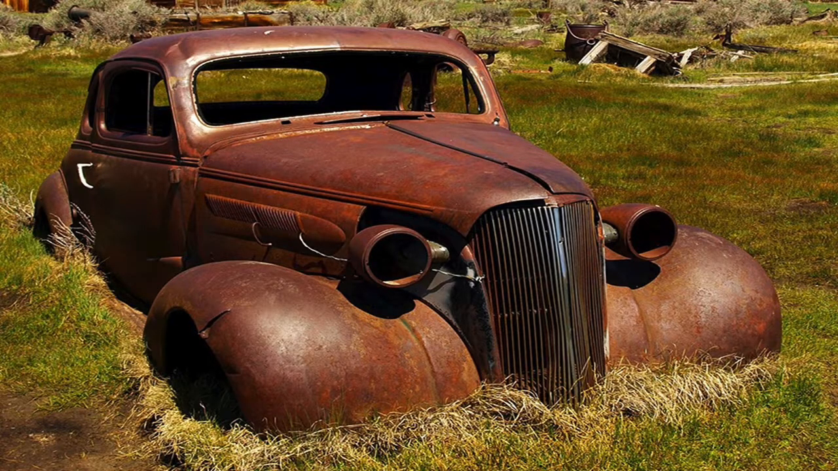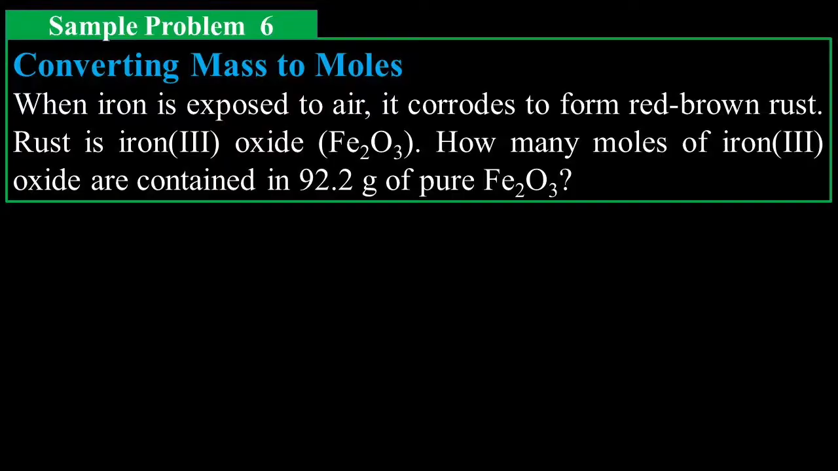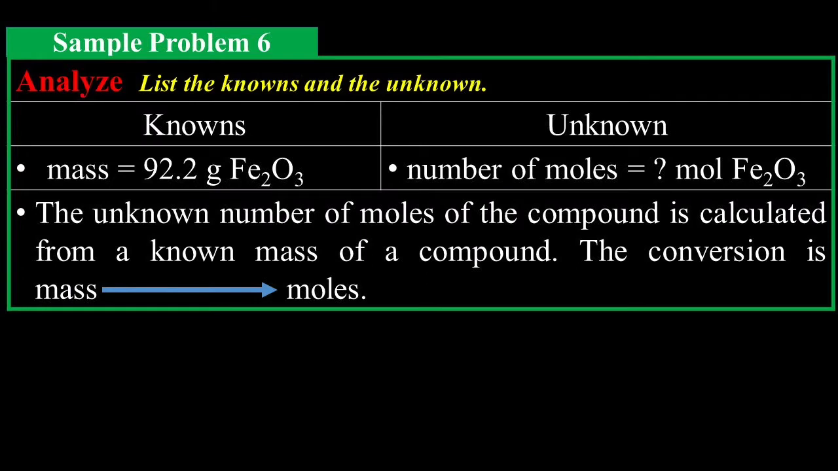Here's a car that is late for the grave. When iron is exposed to air, it corrodes to form red-brown rust. Rust is iron 3 oxide, Fe2O3. How many moles of iron 3 oxide are contained in 92.2 grams of pure Fe2O3, iron 3 oxide? Well, you find the mass of 1 mole of iron 3 oxide, and then you're going to divide 92.2 by this number, whatever that may be.